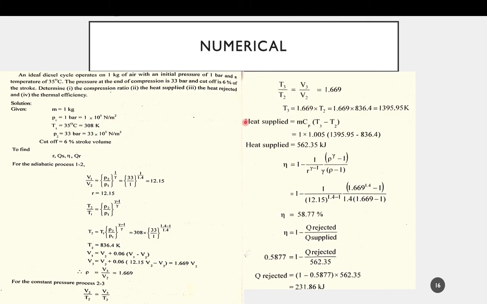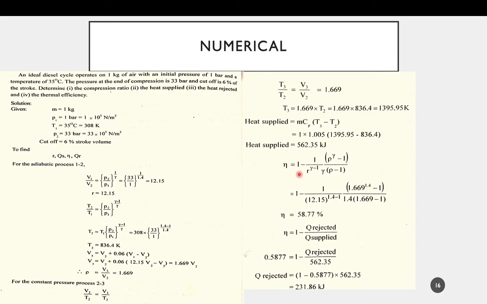Next you have to find out the heat supplied. Heat supply is happening during the process 2 to 3, the constant pressure heat addition process. So the expression is m Cp delta T, m Cp into (T3 minus T2). m, the mass of air, is given as 1 in the question. Cp for air is 1.005 kilojoule per kilogram Kelvin; you have to remember it, it is a standard value. T3 we have found out, T2 also we know. So you'll get heat supplied as 562.35 kilojoules.